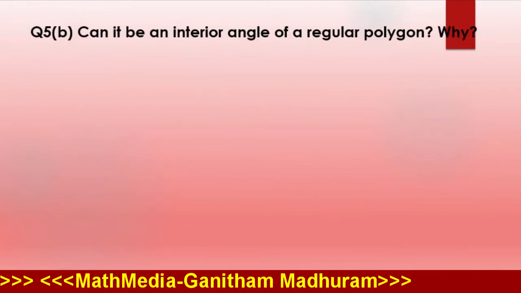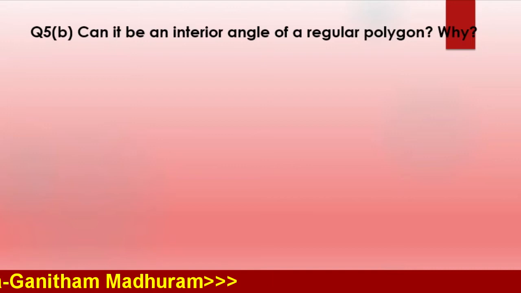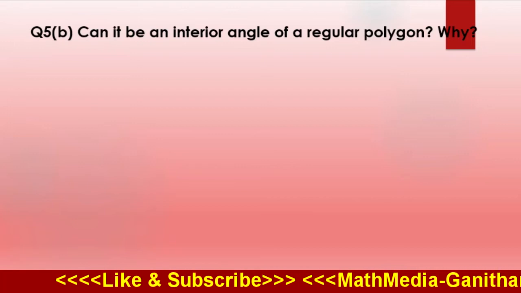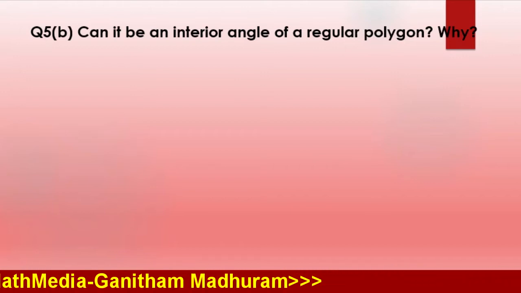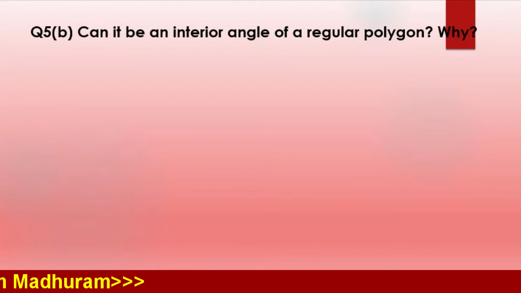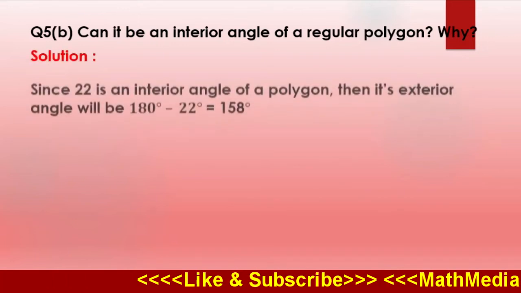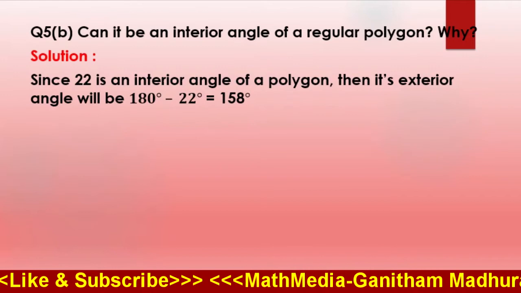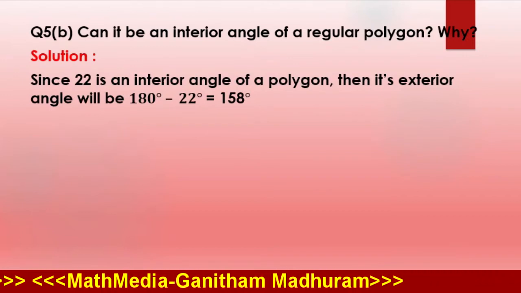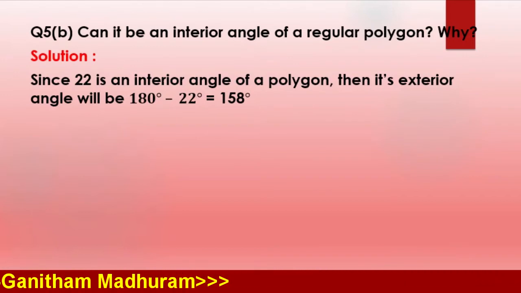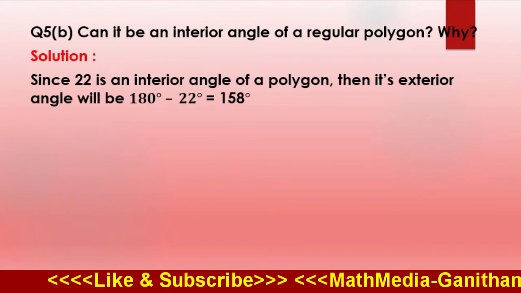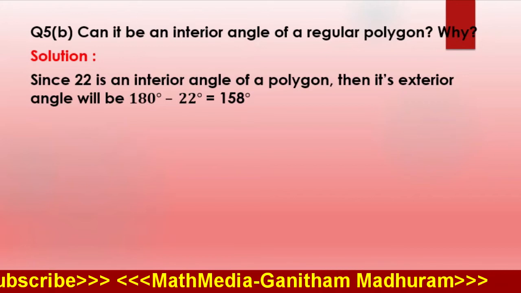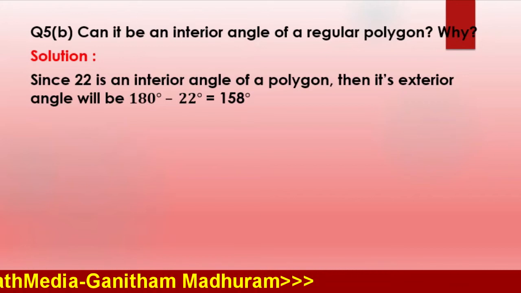Next, question B. Can it be an interior angle of a regular polygon? That is, will 22 degree be the interior angle of a regular polygon or not? We can check. Since 22 degree is an interior angle of a polygon, its exterior angle will be 180 minus 22, equal to 158. I think you know the reason.